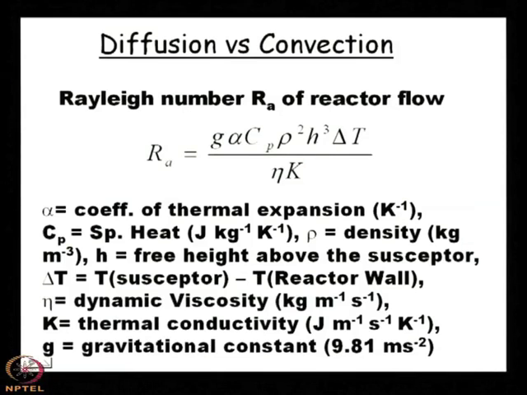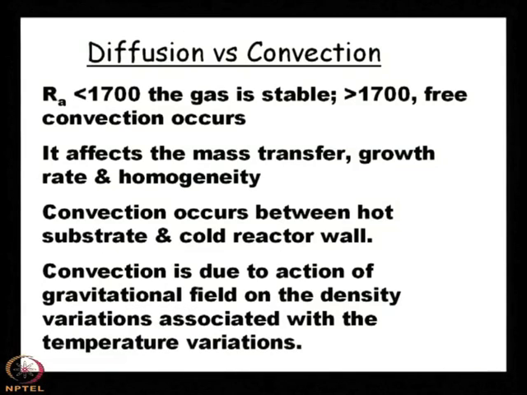So, now the Rayleigh number less than 1700, the gas is stable, and greater than 1700 free convection occurs. Okay, you do not have any control, the convection will be there. It affects the mass transfer, growth rate and homogeneity.